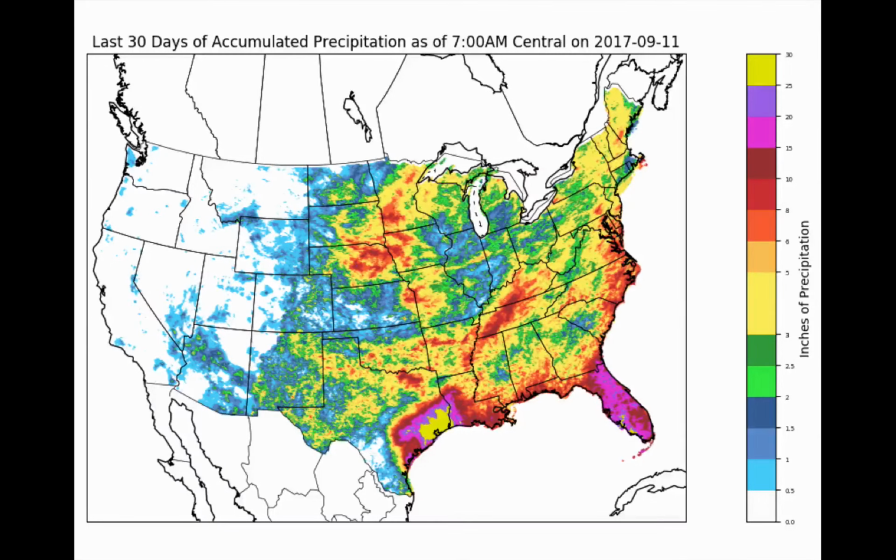In this video lecture for our severe and hazardous weather course, I want to focus on water in the atmosphere. So let's look at this map. It shows the last 30 days of accumulated precipitation through early in the morning on September 11th.